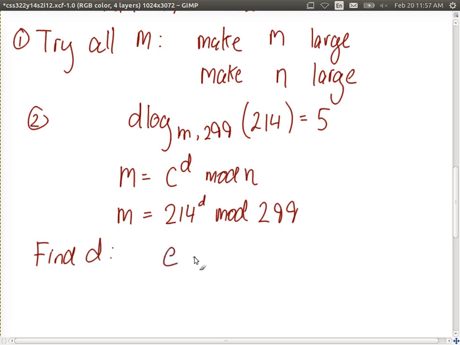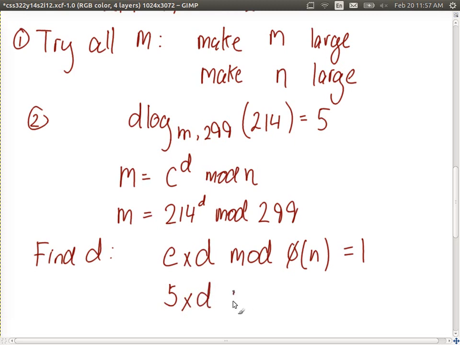Well, we know something about E and D. E times D mod the totient of n equals 1. We know E, so this is the equation from our key generation algorithm. We know E. We don't know D. Do we know the totient of n? Do we? How do we know it?